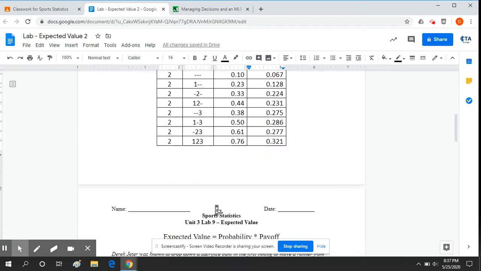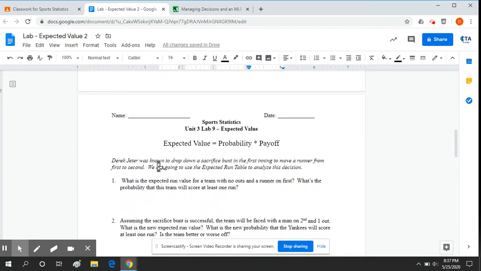All right, so the very first question says, Derek Jeter was known to drop down a sacrifice bunt in the first inning to move a runner from first to second. We are going to use the expected runs table to analyze this decision. So question 1 says, what is the expected value for a team with no outs and a runner on first? What's the probability that this team will score at least 1 run?